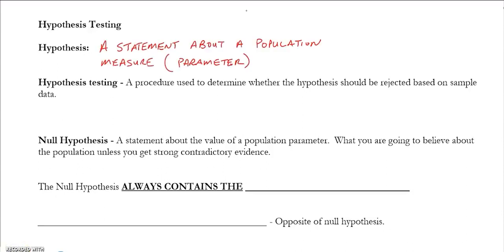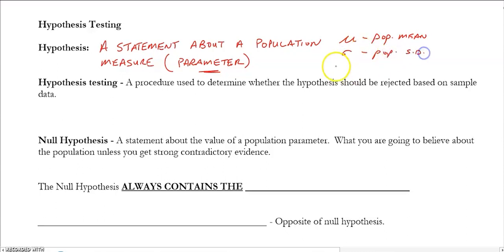In statistics, it's a statement about a population measure, otherwise known as a parameter. For example, the population mean, standard deviation, and population variance are all considered parameters. All right, and so a hypothesis is a statement about these population figures.